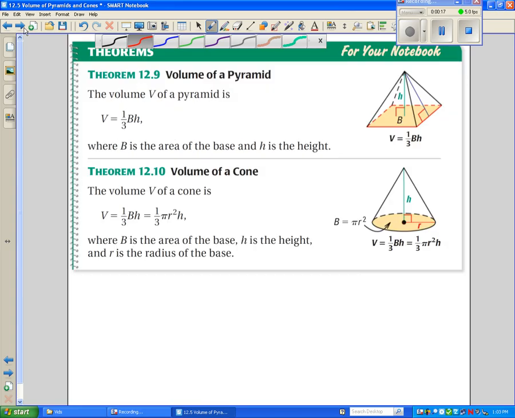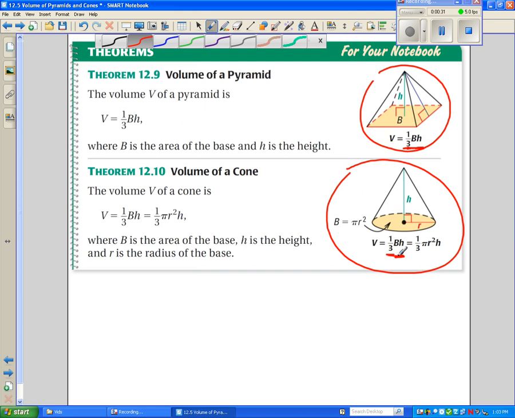You don't have to memorize that, you can just use it. Go ahead and draw the pyramid and the formula that goes with it. Draw the cone and write the formula that goes with it. Just 1/3 of the base times the height, the area of the base. 1/3 the area of the base times the height. So in this case, 1/3 pi r squared h.